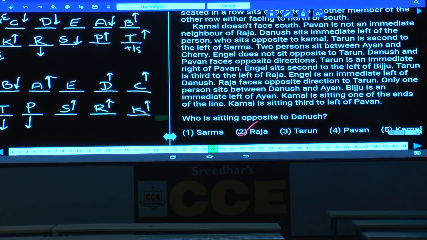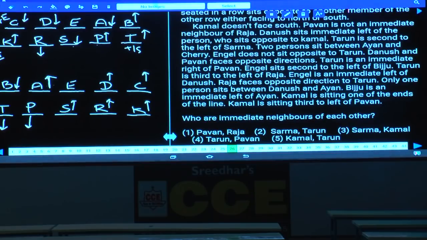That is choice 2. Then question number 25. Who is sitting to the immediate right of Tarun? Is there any person seated to the immediate right of Tarun? No. Because in the first case, Tarun is at the right extreme, and in the second case, Tarun is at this extreme. There is no person to the right hand side. In both the cases, we are getting the same answer.